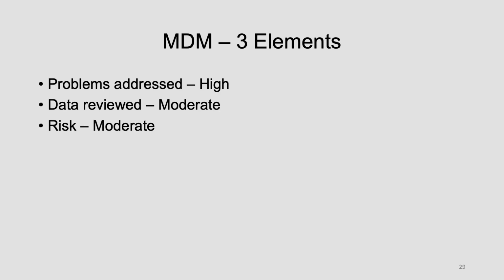So you take the 3 elements, high, moderate, and moderate. Problems addressed is high, data reviewed is moderate, risk is moderate. Now the guidelines state to qualify for a particular level of medical decision making, 2 of the 3 elements for that level of medical decision must be met or exceeded. So these are the 2 elements that are met, and it doesn't matter that this is high. We're going to do moderate. So based on what we've said, this medical decision making is moderate.